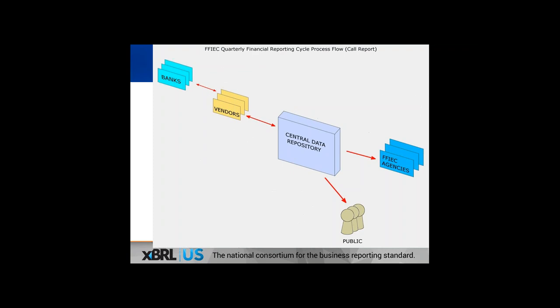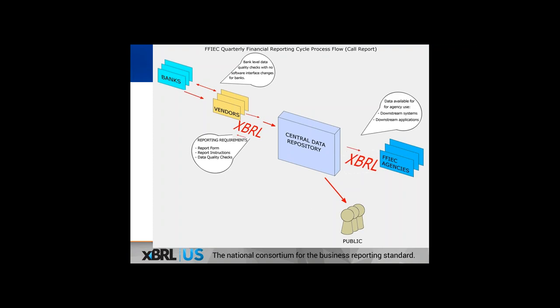Next slide, please. The standards are used through the quarterly call reporting cycle. First click. Reporting requirements are exchanged with software vendors using the XBRL standard. Next click, please. The banks use vendor software to submit their quarterly financial reports to the FDIC in an XBRL format. Third click, please. Bank data is offered to the FFIEC agencies and the public in an XBRL format. Use of standards like XBRL allowed the agencies to streamline the reporting process by explicitly defining reporting requirements in a taxonomy. No room for interpretation by the software vendors. And this by pre-validating the data at the bank and prior to the receipt within the CDR system.